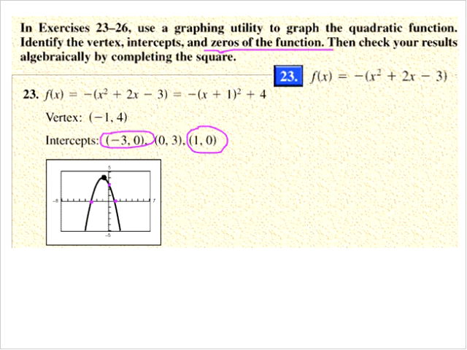Okay. And then we do have that extra intercept of 0, 3 where it crosses the y-axis. But that is not called a zero. That's just an intercept.